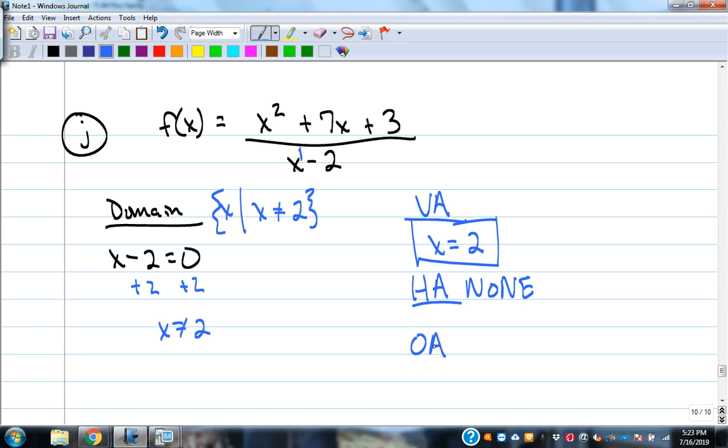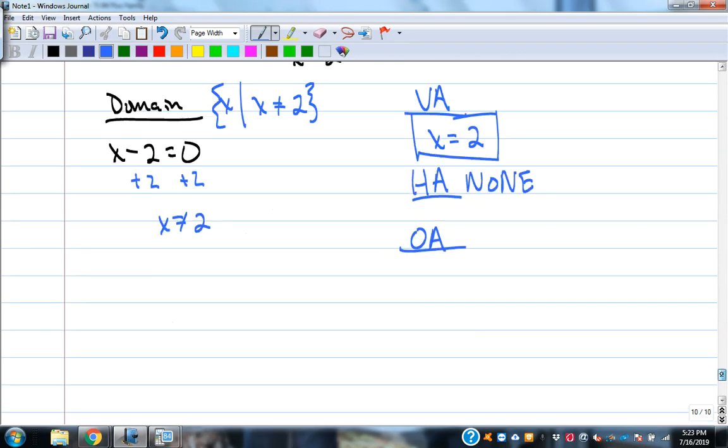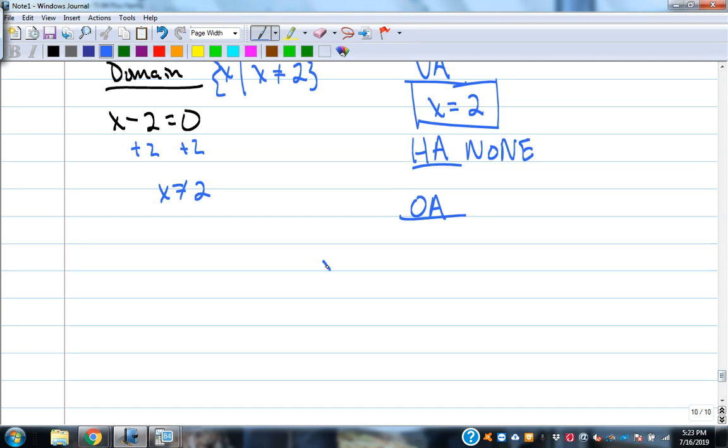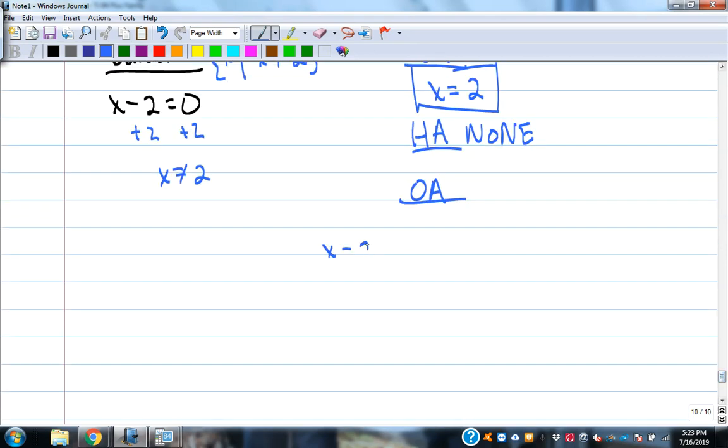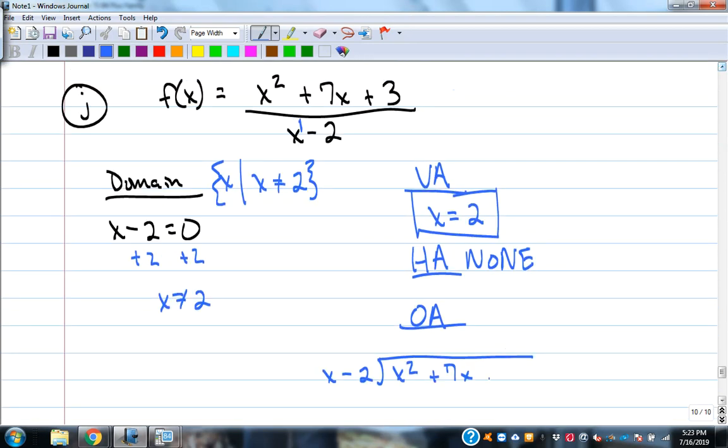An oblique, the way we find that is we got to do that long division. So we're going to set up x minus 2 on the outside. On the inside, we got x squared plus 7x plus 3.